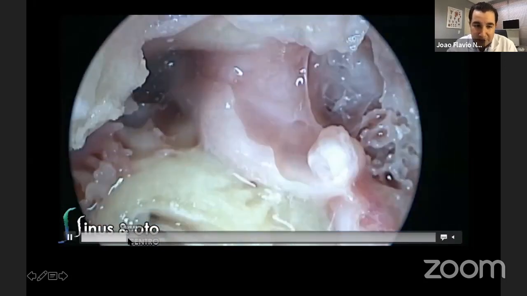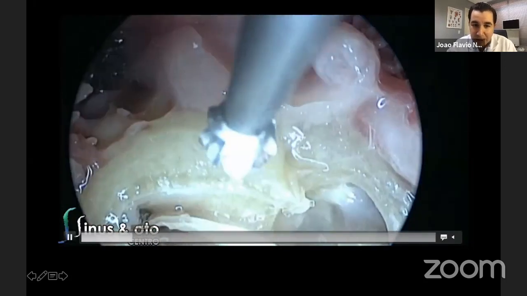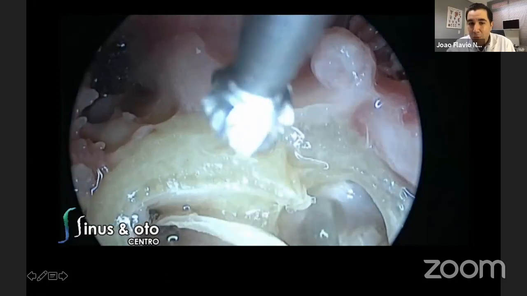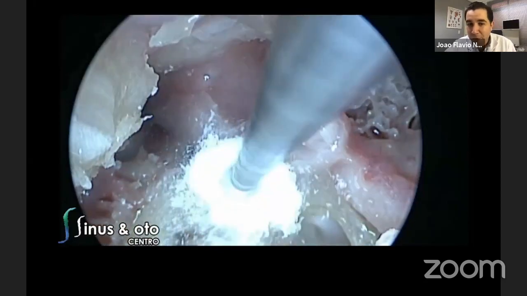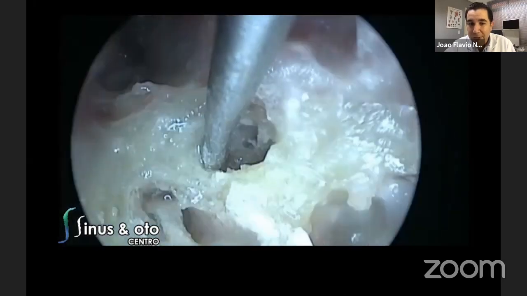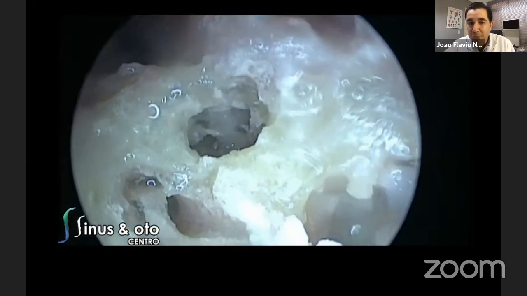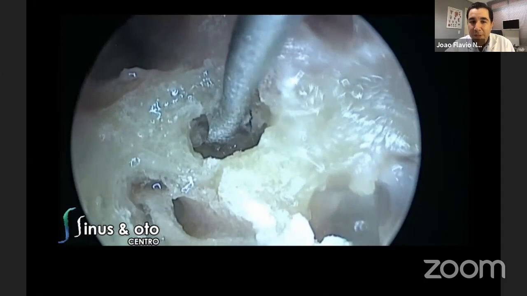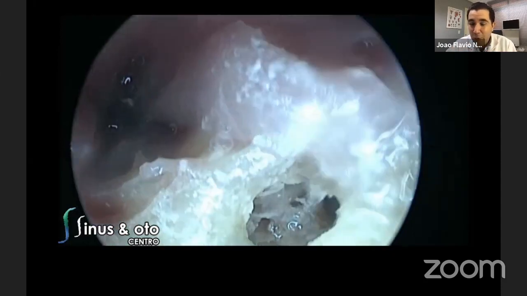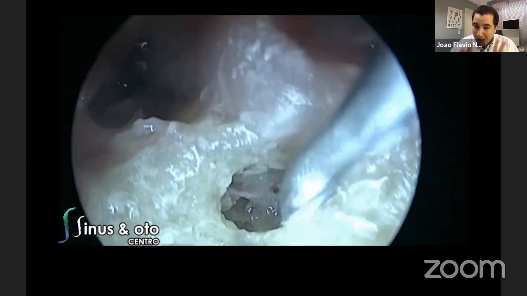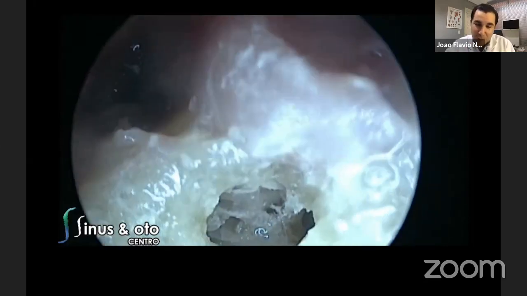But we can proceed with the dissection, and then we can go to the most superior part, to the apical turn of the cochlea. So as you can see, I'm using a drill, small rotations, just to try to open the apical turns, the middle turn and the apical turn of the cochlea to see the modulus. And the modulus I call the Christmas tree, because it reminds me of a Christmas tree. You will see in a bit.